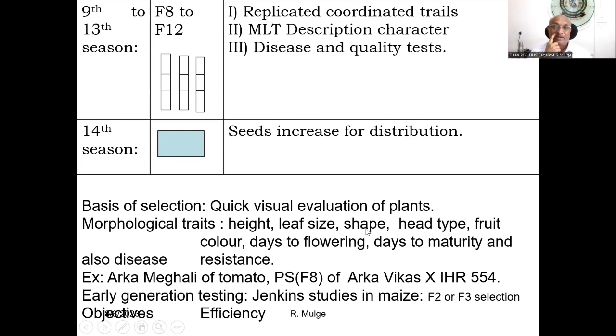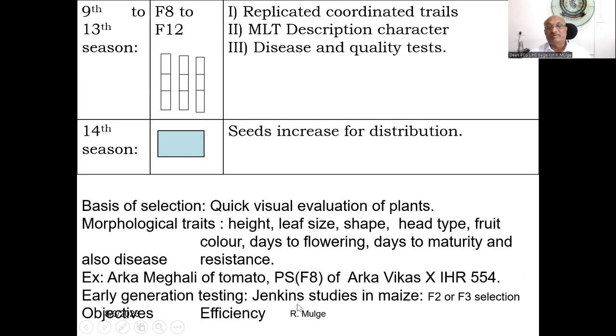The basis of selection: we should go for quick visual evaluation of the plants. Morphological traits like height, leaf size, shape, head type, fruit color, days to flowering, days to maturity, and also disease resistance can be used. Example, Arka Meghali of tomato, which is derived by pedigree selection, F8, derived from Arka Vikas into IIHR 554. These are the parents crossed, and in the F8 generation, this Arka Meghali was selected.